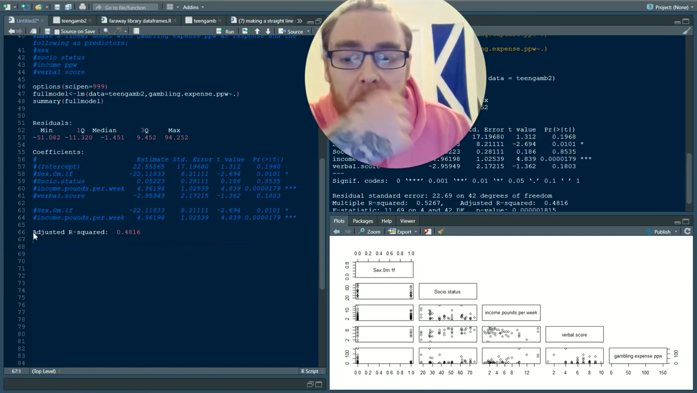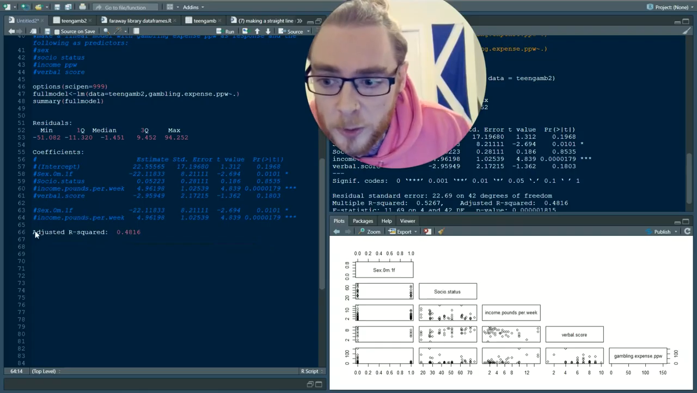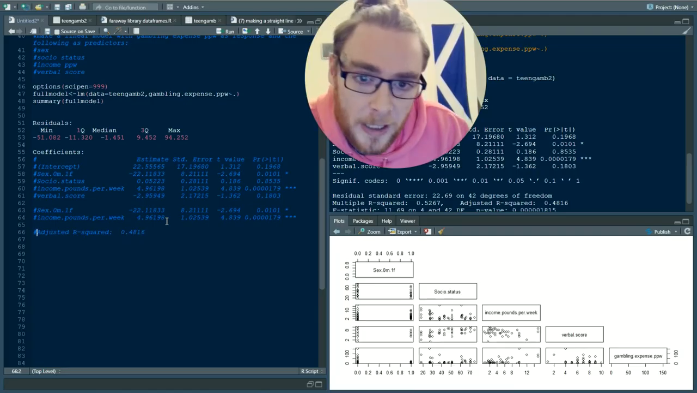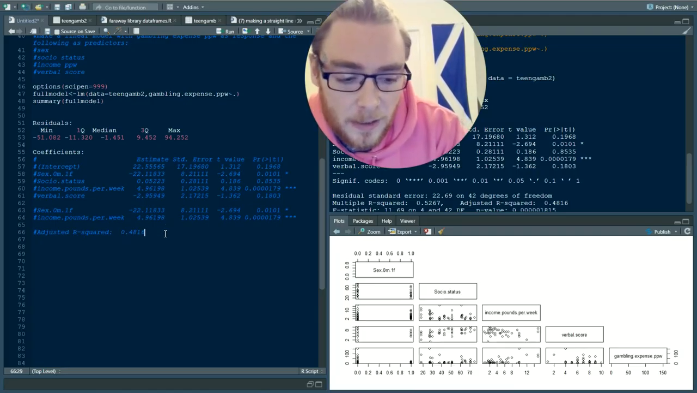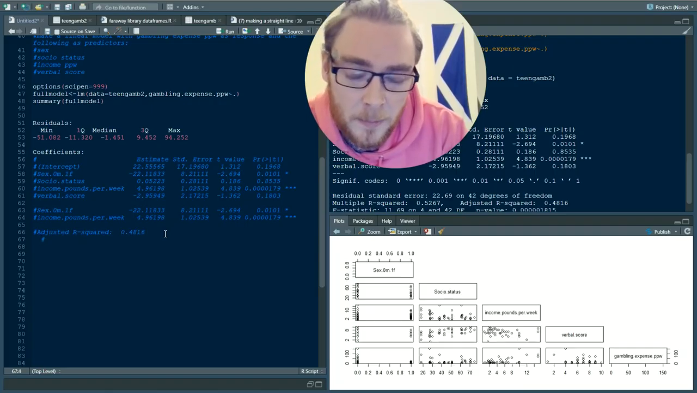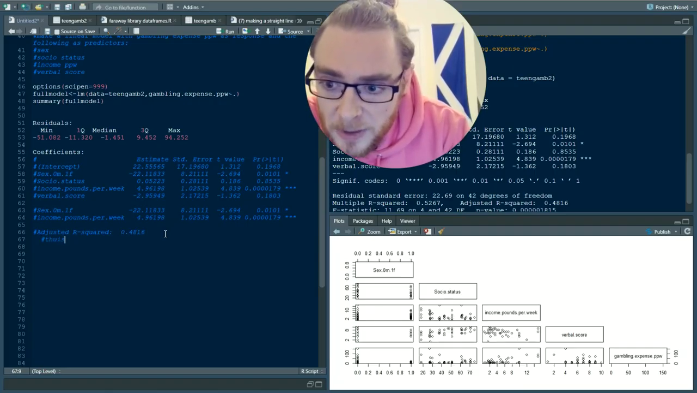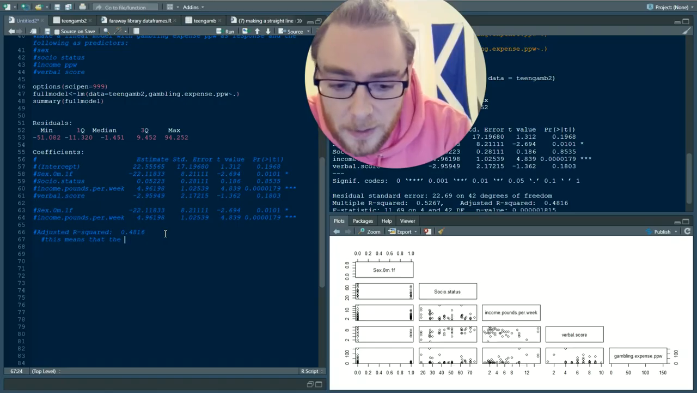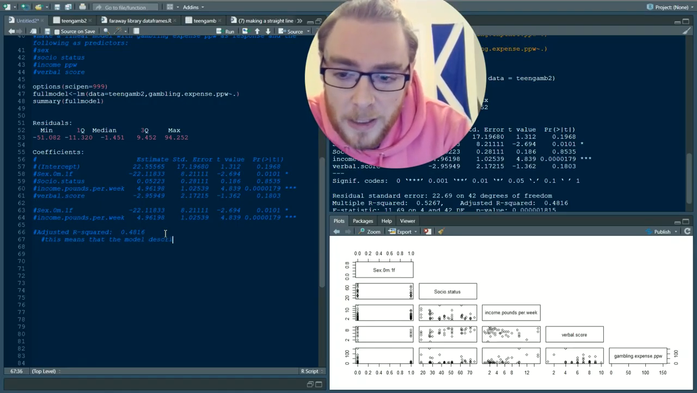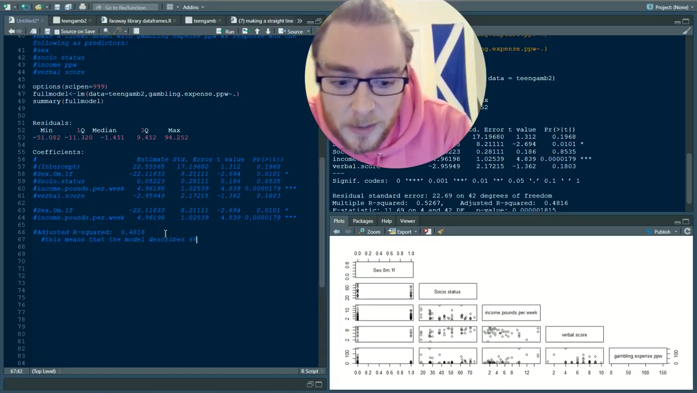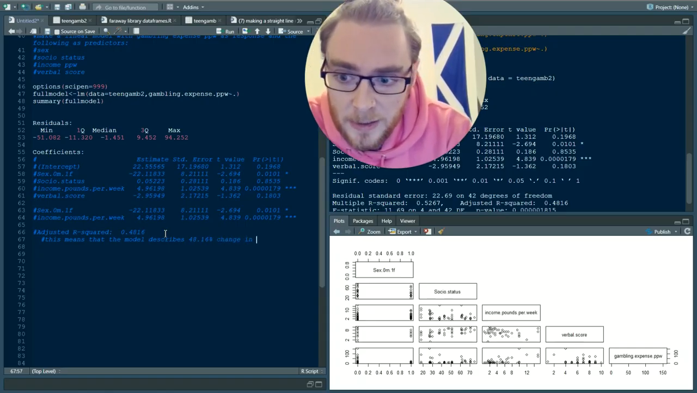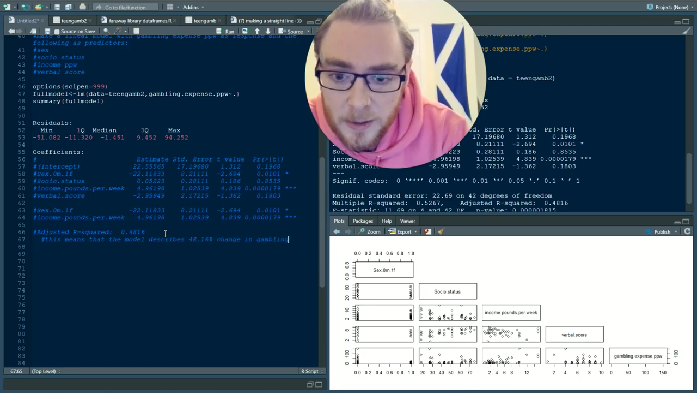Okay. So for the full model, your adjusted r squared is 0.4816. Okay, and what that means is that the model actually describes 48.16% change in the gambling expense PPW.